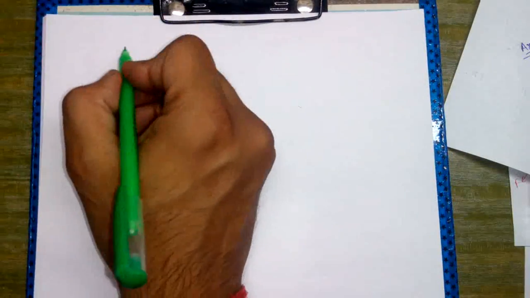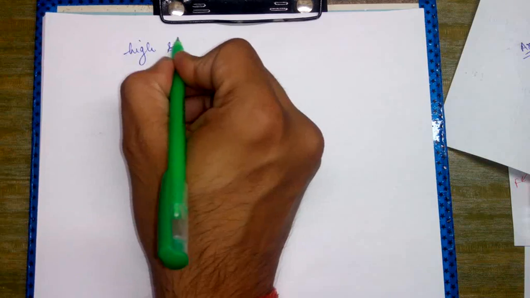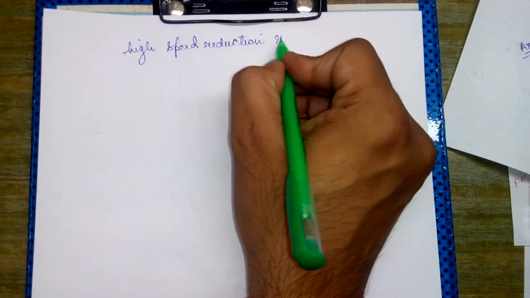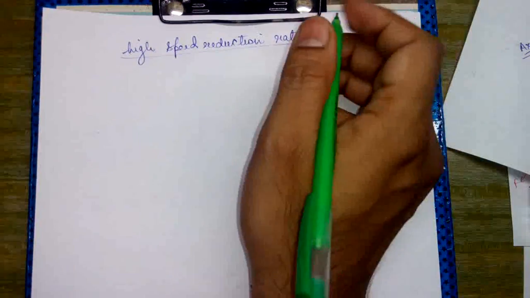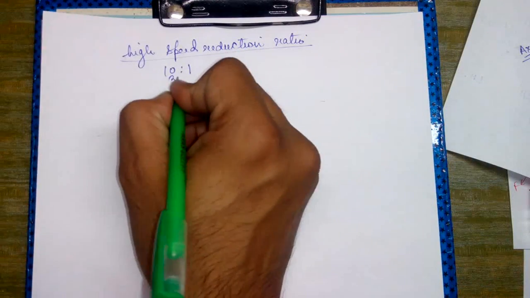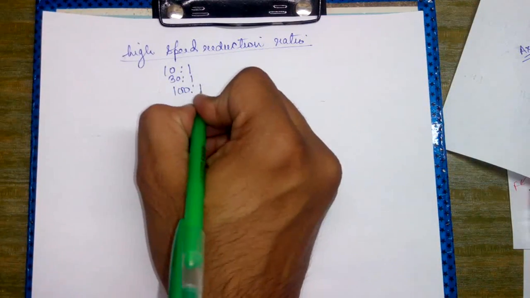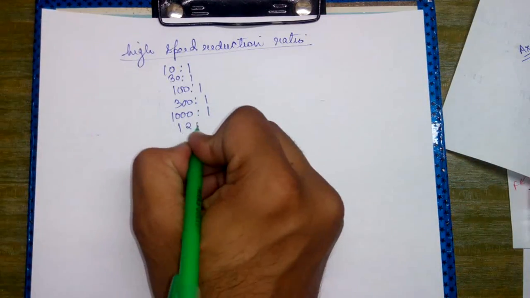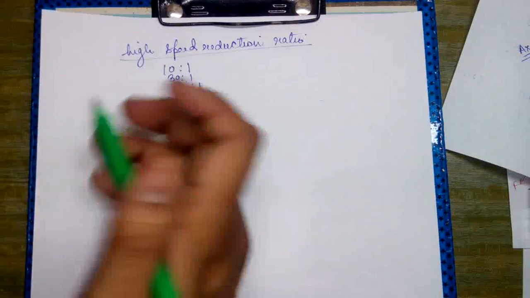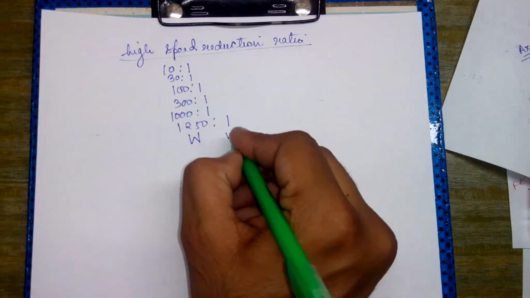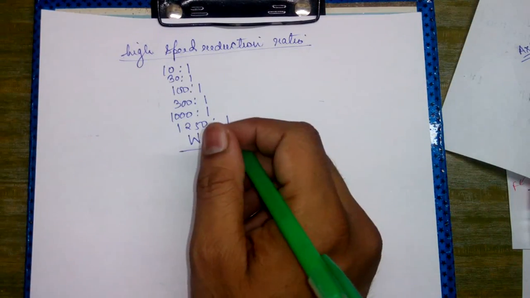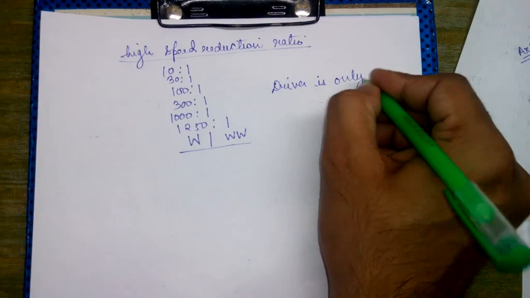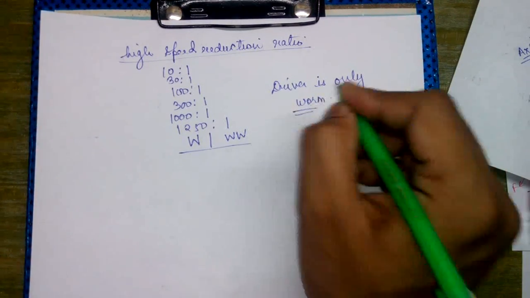So these gears were very famous for high speed reduction ratio. Speed reduction ratios are, for example, 10:1, 30:1, 100:1, 300:1, 1000:1, 1250:1. The left hand side data is for the worm and the right hand side data is for the worm wheel. And please remember, the driver is only the worm.